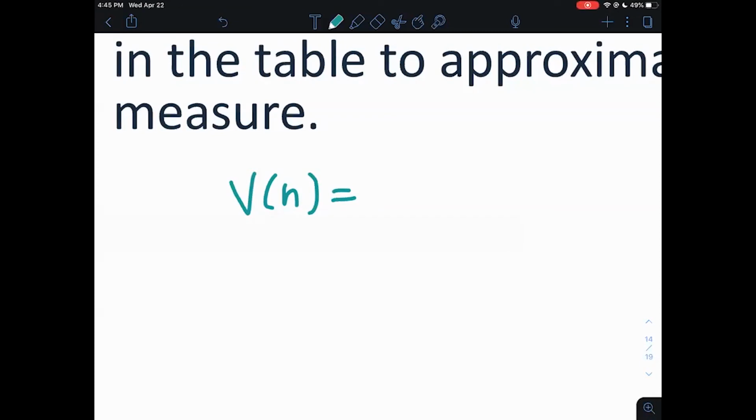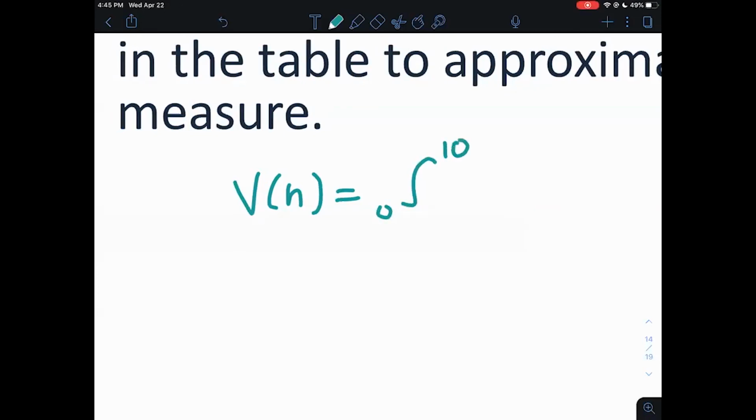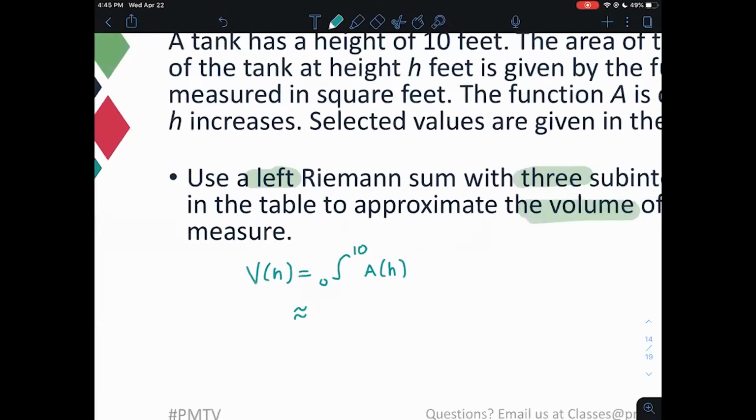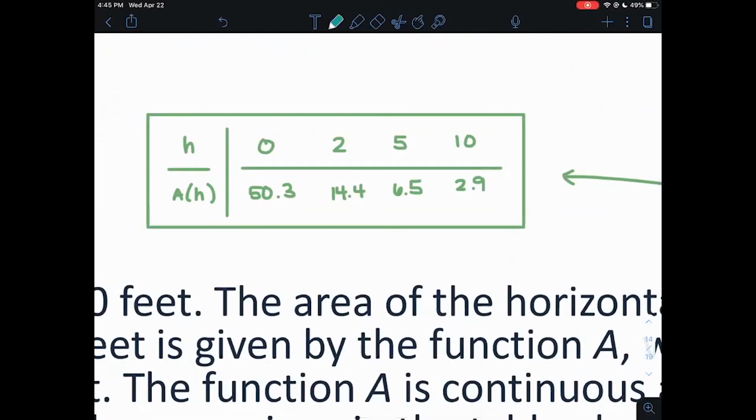They are telling us that this Riemann sum is going to approximate the volume. So that tells us that volume is the integral from 0 to 10, tells us that 10 is the maximum in the question, of a of h. That is approximately going to be this Riemann sum estimation using left endpoints. Now, notice here, from this table, I have my first interval from 0 to 2, and I'm going to use the left function value as the height there. Then I'm going to go from 2 to 5 and use the left function value. Then I'm going to go from 5 to 10 and use the left function value as the height.